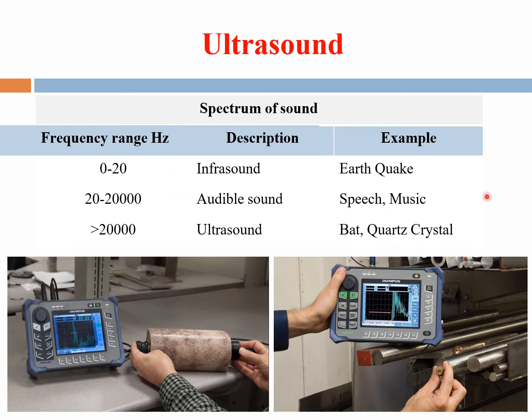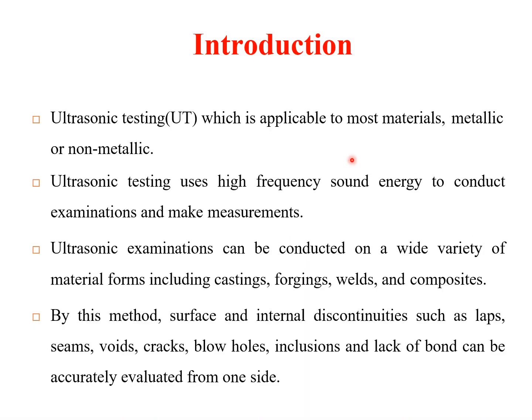Now this is the range of the sound spectrum here. So in this testing method, what we'll be dealing with is the third row. As you can see, the sound frequency is greater than 20,000 hertz, which is the ultrasound. Now, ultrasonic testing is actually more versatile compared to the other testing methods. That is, it can be applicable for almost all materials, metallic or even non-metallic.